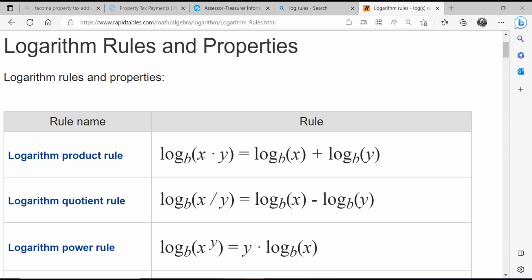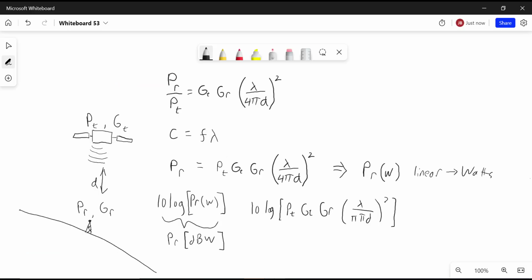So there's a logarithmic product rule, where taking the log of two entities multiplied by each other means that we add them. If it's the quotient rule, dividing means we subtract them. And then there's the power rule, where we can take an exponent down and multiply it by the quantity. So let's go ahead and continue to do that.